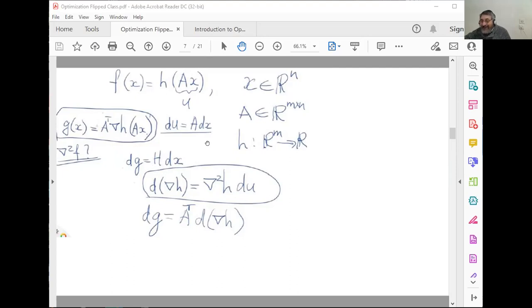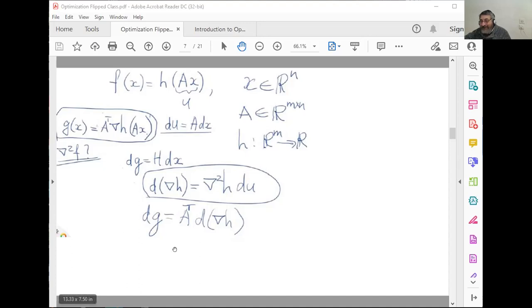Again, I will start step by step. I have my external function h, which has its own gradient nabla h, which is used here. So we want to get the differential of this expression. A is a constant matrix, so the only variable is the gradient of h. What is its increment? If you know the Hessian of h, then the differential of the gradient is the Hessian multiplied by the differential of the argument du. And we already know what du is. We already wrote that this is A multiplied by dx.